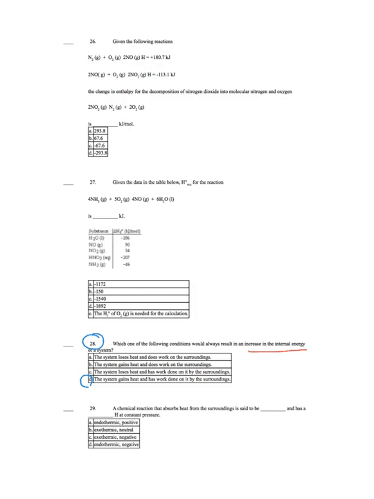Question 29. A chemical reaction that absorbs heat from the surroundings is said to be, well, we're absorbing heat. That means we're taking heat in. It's said to be endothermic. And endothermic reactions have positive delta H's.